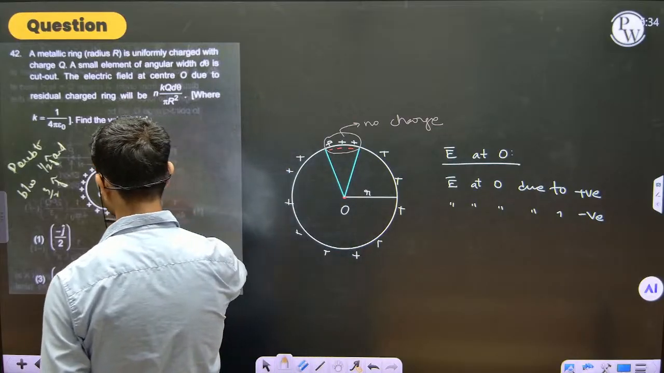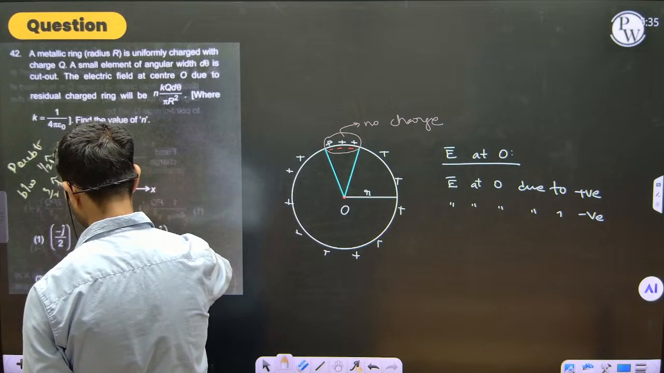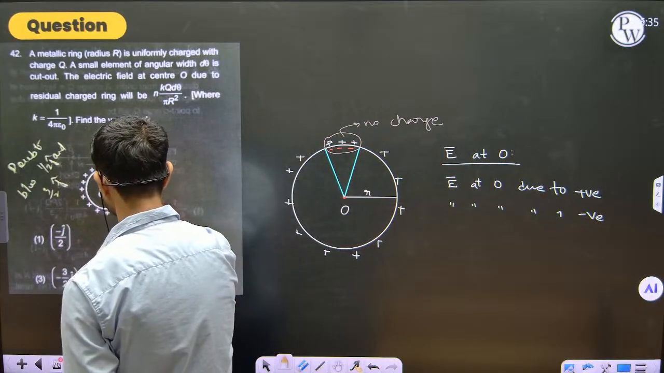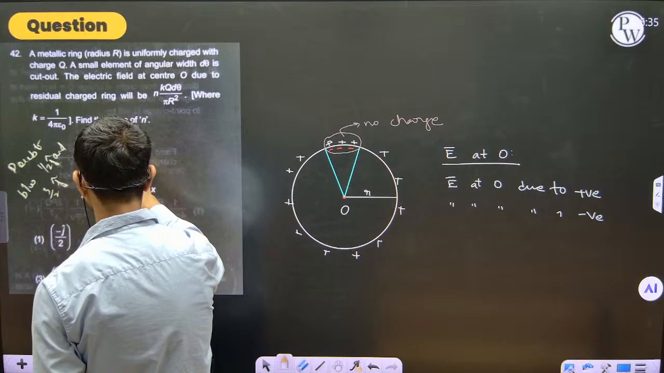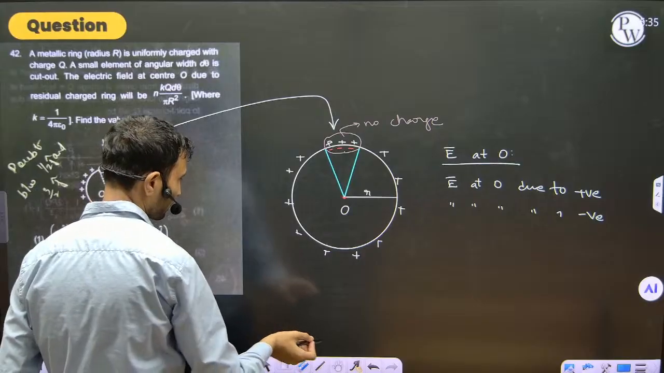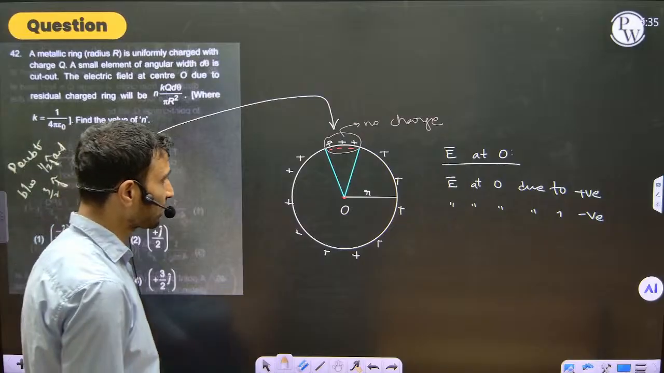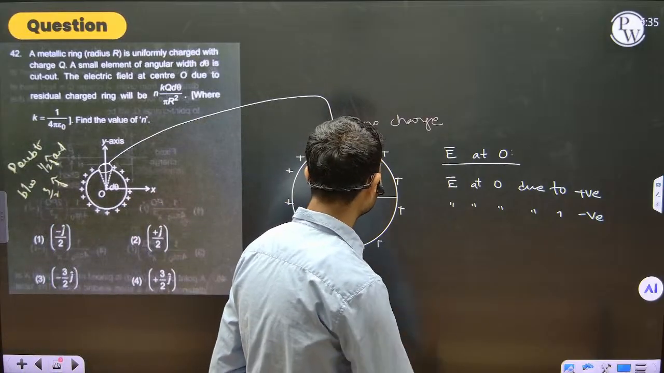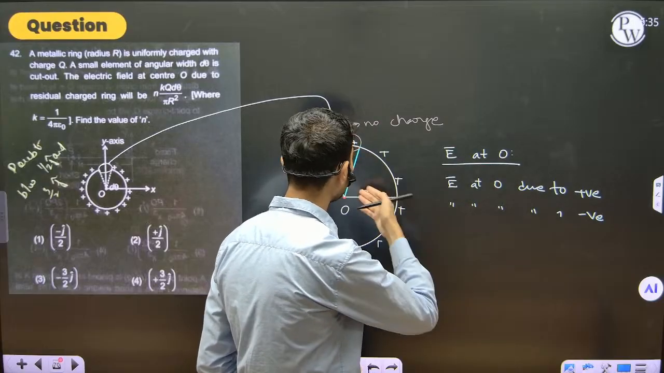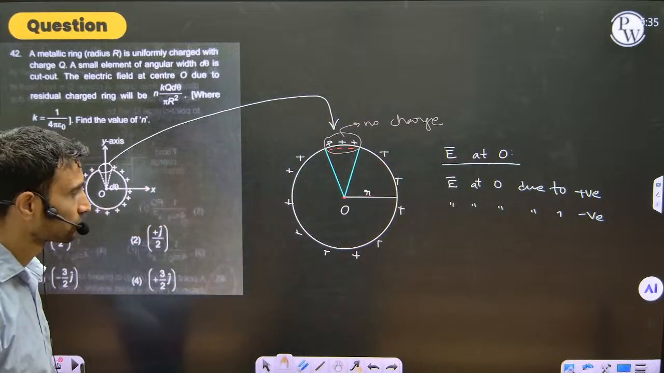The electric field at the center is due to this system, which means there is only positive charge at this point, right? But positive charge is there and there is no charge here. So no charge can be represented by positive also and negative also, both. With that, let us find out the electric field at O. So the electric field at O will be the electric field at O due to all the positive charges plus the electric field at O due to all the negative charges.